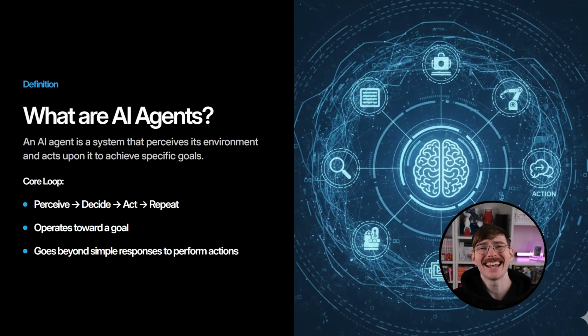So what is an AI agent? An agent is a system that perceives its environment and acts upon it to achieve specific goals. And it has this core loop of perceive, decide, act, repeat. But what the heck does that actually mean? This goes beyond simply answering a chat, simple responses, and it goes into the realm of actually performing actions. And that's really the key part.